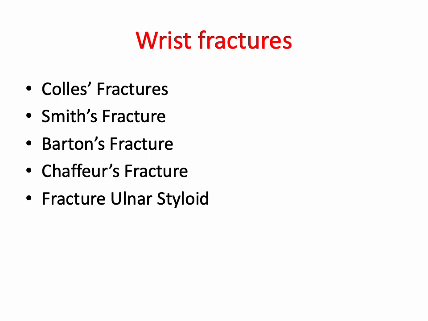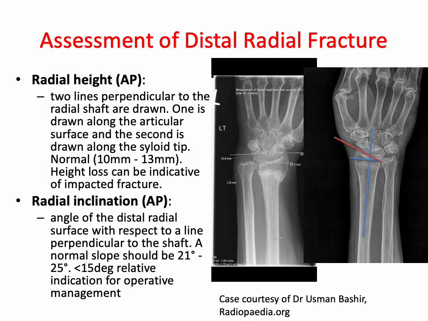So these are the sort of named fractures that we'll be talking about around the wrist. But before we do that, there are a number of things that we can look for when we're assessing distal radial fractures, or when we're assessing the wrist at all, in terms of the radius and ulnar alignment.